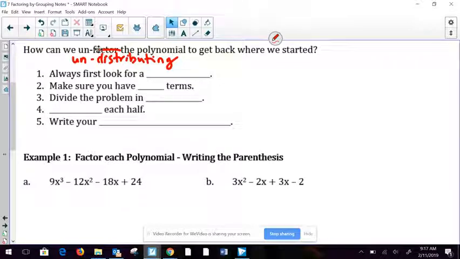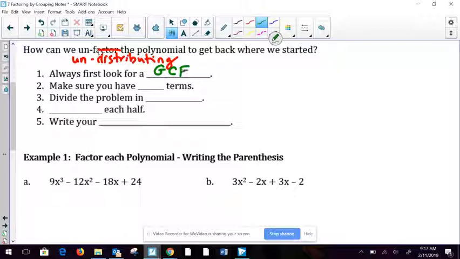So the first thing that you always want to look for when you're trying to factor by grouping or factor in general is a GCF, like we did yesterday. You want to make sure you have 4 terms when we factor by grouping. This method is only possible if you have 4 terms. If you have any more or less than that, you cannot do factoring by grouping. The next thing that we do is we divide the problem in half. And then we're going to factor each half of the problem like we did in yesterday's notes. Your final step is to write your parentheses.